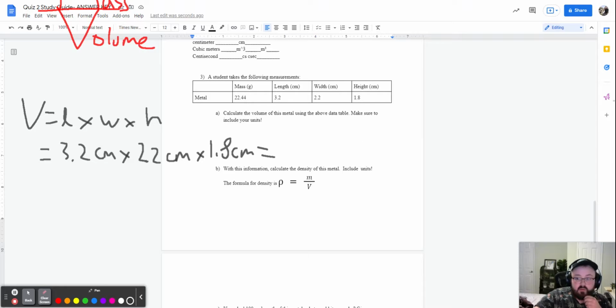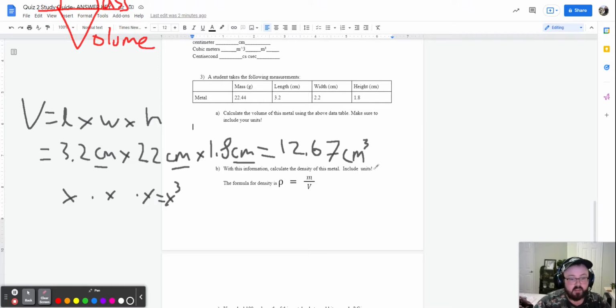I'm gonna pull up a calculator. I don't think you can see it, unfortunately. So I'm just gonna do this on a calculator, and you will have a calculator for the quiz. I really should have mentioned that. 3.2 times 2.2 times 1.8 gives us 12.67. Now our units, very important. We have a centimeter times a centimeter times a centimeter. If you replace the centimeter with x times x times x, that gives you x to the third. So your unit should be centimeters to the third, and you're done.